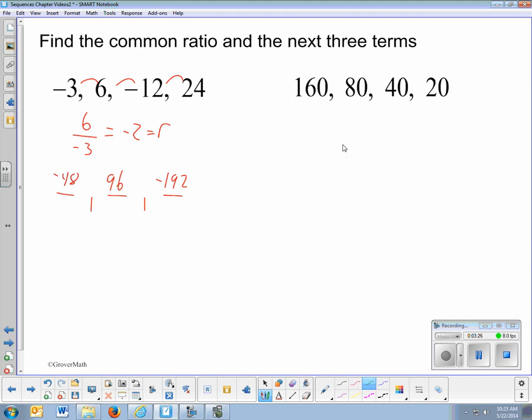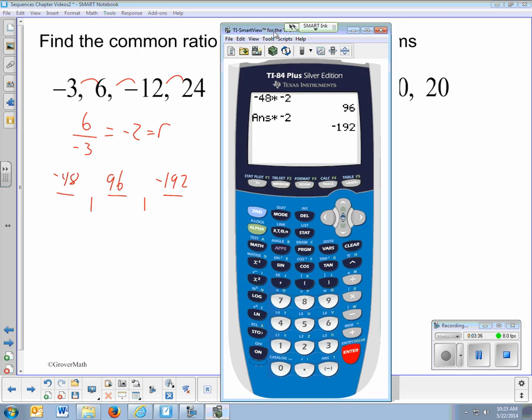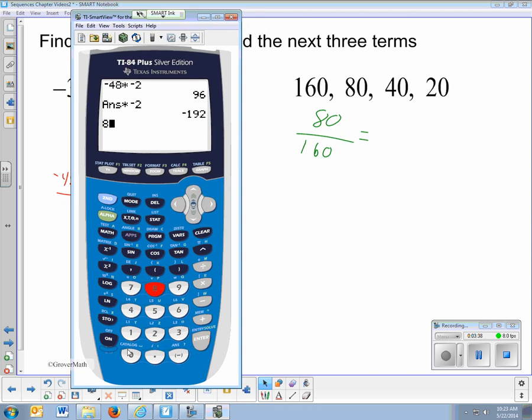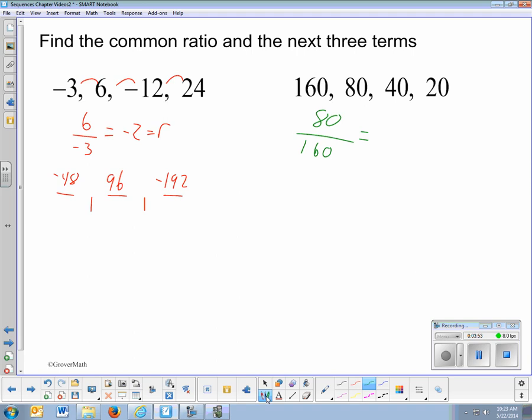All right, this next one. What is my common ratio? If I take my second term, 80, and divide it by my first term, 160, maybe you do that in your head, maybe you can't. You could type it in here. 80 divided by 160 is a decimal, and most of you know I prefer fractions. They're more exact. And so this equals 1/2. Our ratio here equals 1/2.